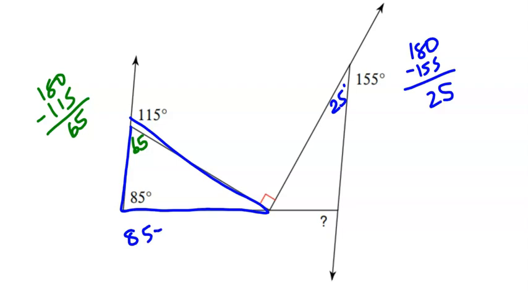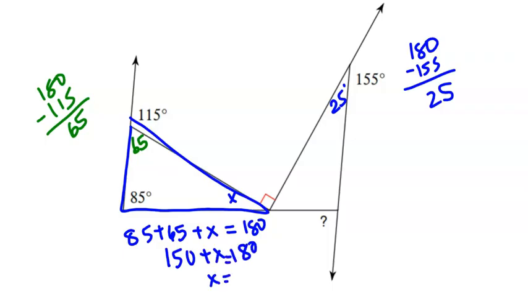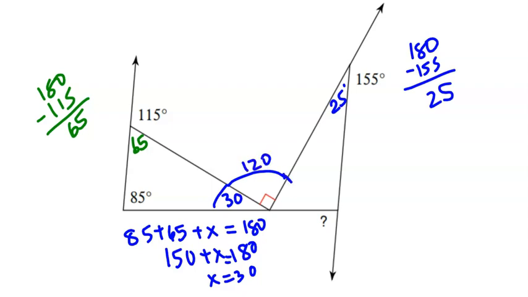So 85 plus 65 plus x equals 180. 85 plus 65 is 150. And that means x is equal to 30. So now I can fill that in here. So I'm getting closer to figuring out all these missing angles. If this one's 30 and that one's 90, that makes this 120. And all I need to get is up to 180. So that means that this missing measure must be 60.